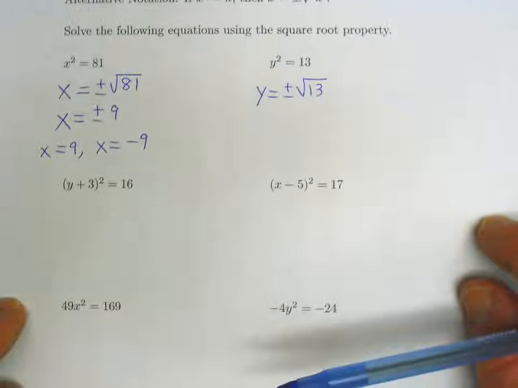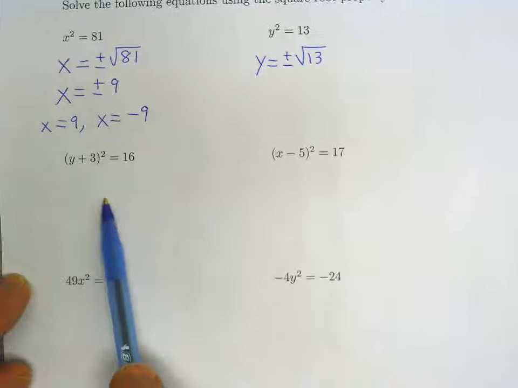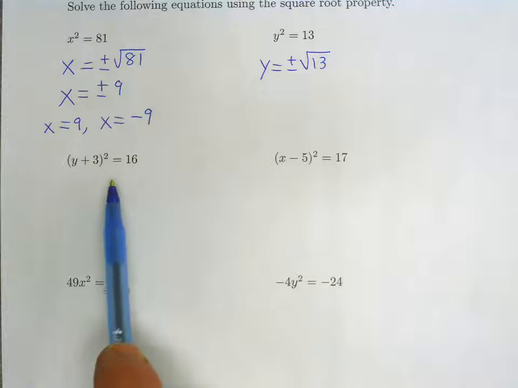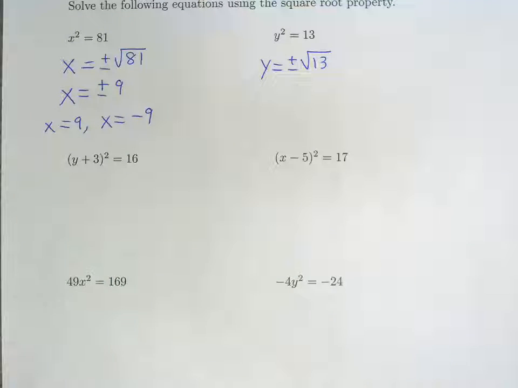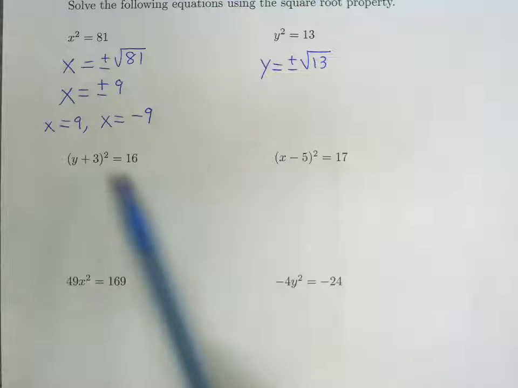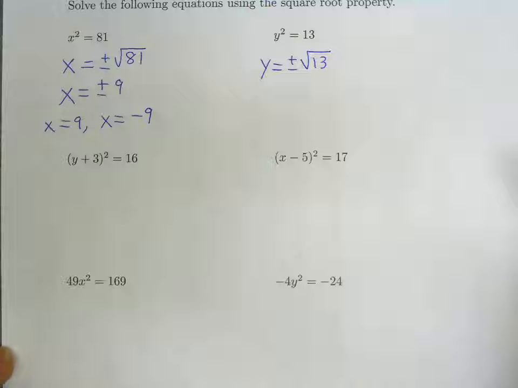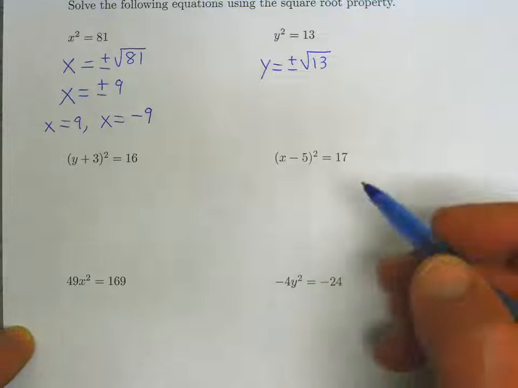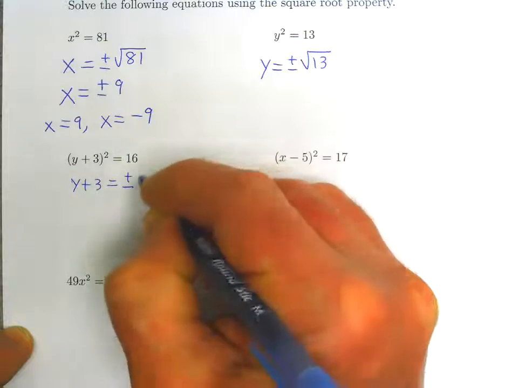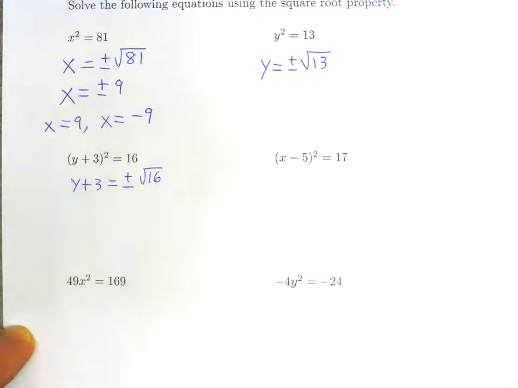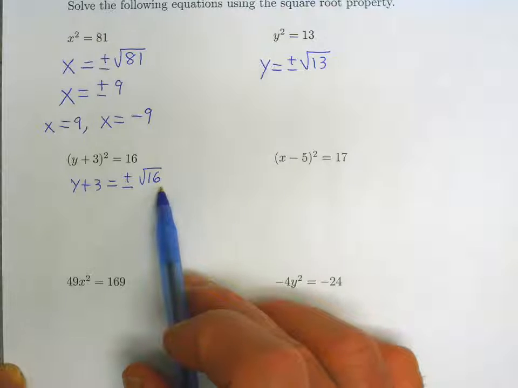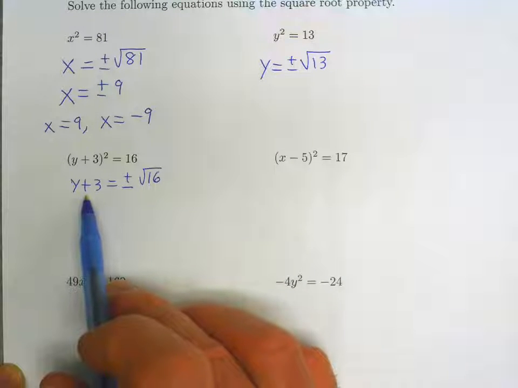Okay, the next example is a little more involved, but note that we have a binomial squared equals 16. So we can apply the square root property to this. If y plus 3 quantity squared is equal to 16, then y plus 3 equals positive and negative square root of 16. We can simplify the square root of 16 to 4, and then we're also going to subtract 3 from both sides.